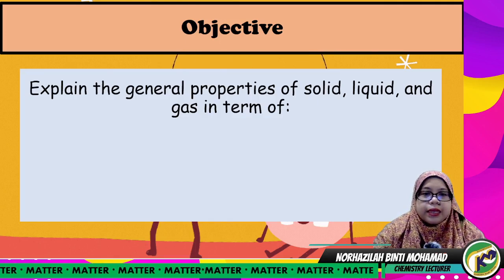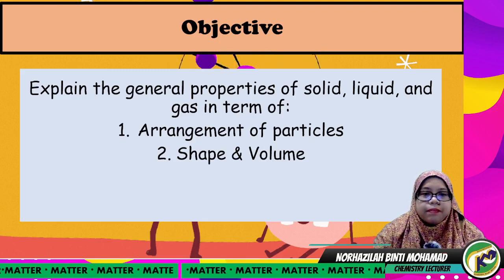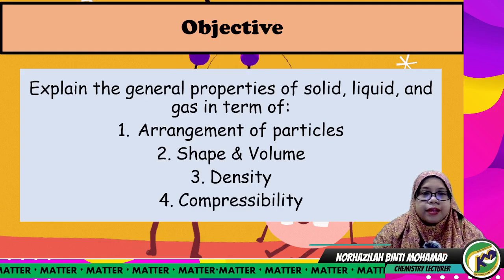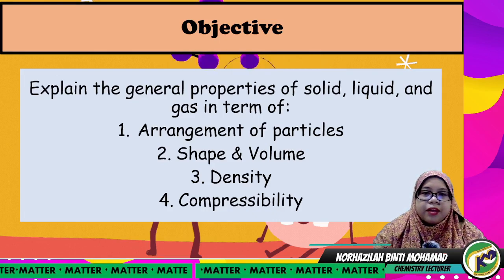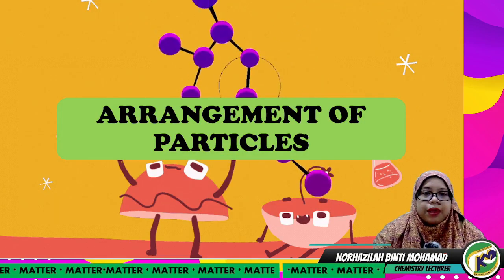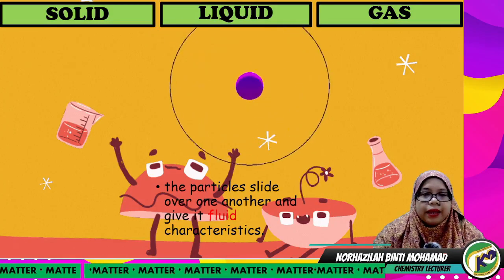Okay, so the objective of our lesson today is to explain the general properties of solid, liquid, and gas in terms of first, the arrangement of particles, second, the shape and volume, third, the density, and compressibility. Now we look at each general property of solid, liquid, and gas one by one.